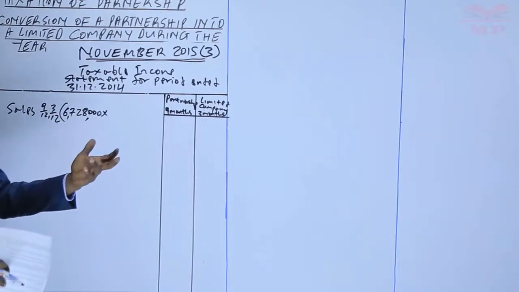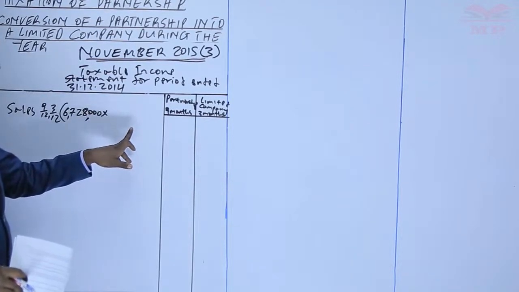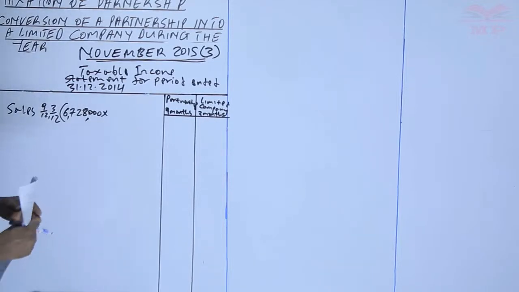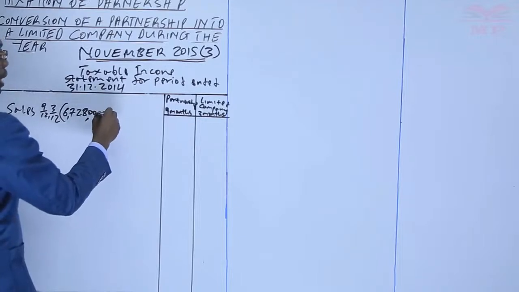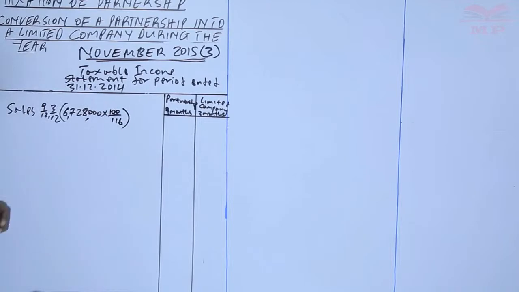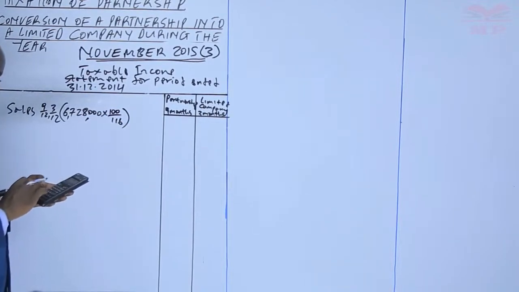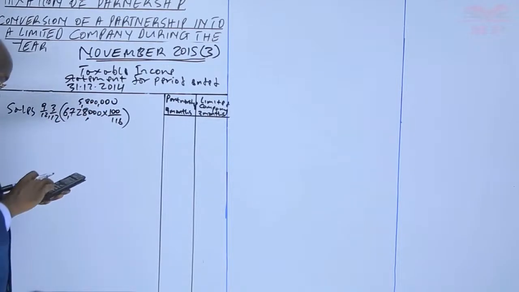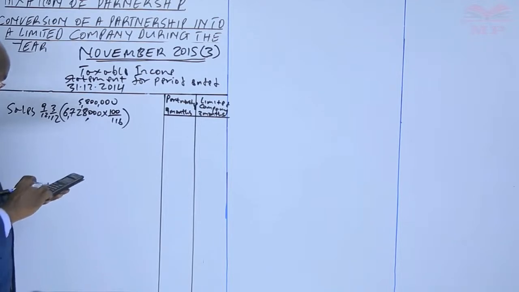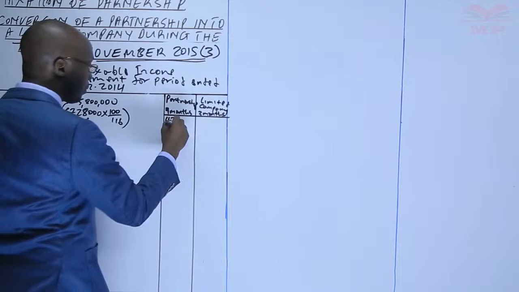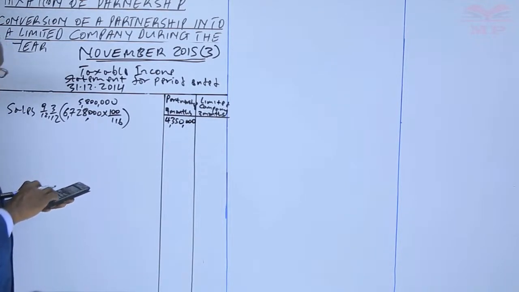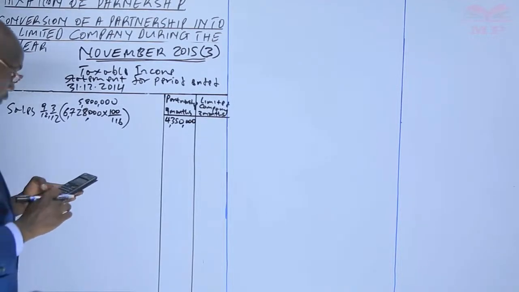So we want to get the sales without VAT. If this is 116%, we want to get the 100. We are not interested in the VAT, the 16%. So if this is 116, 100 will be what? Cross multiply, to mean that you multiply by 100 over 116. So 6,728,000 times 100 divided by 116, and then this we get is 5,800,000, and then we take times 9 over 12, that gives us 4,350,000, and this other one is going to be 5,800,000 times 3 over 12, which we get 1,450,000.